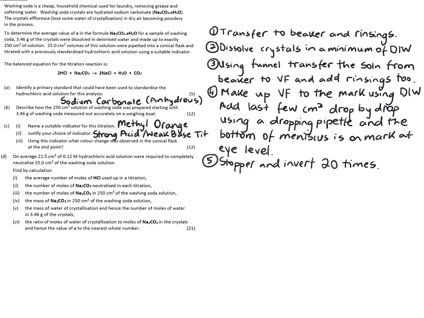Using this indicator, what colour change was observed in the conical flask at the end point? And what you should have seen is it went from orange to pink. The next part is all about the calculations, and to fit the calculations in, I'm just going to remove the answer for part B.